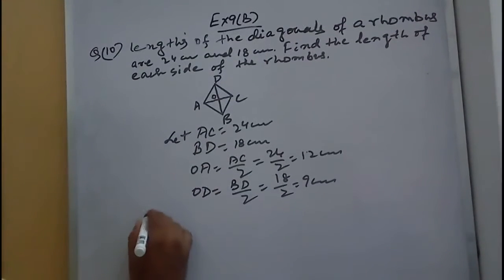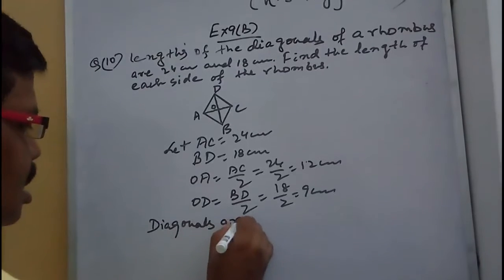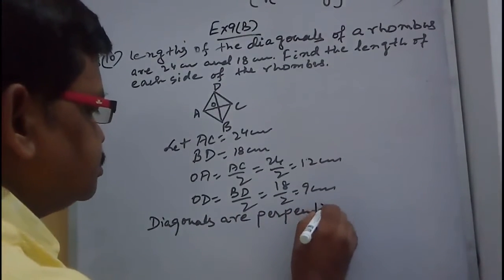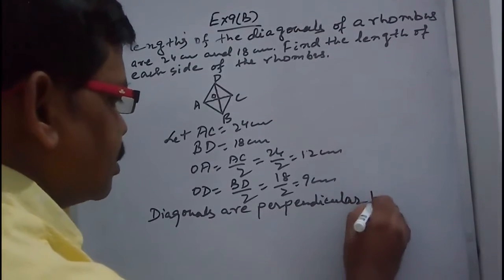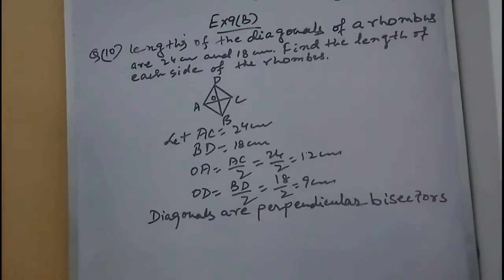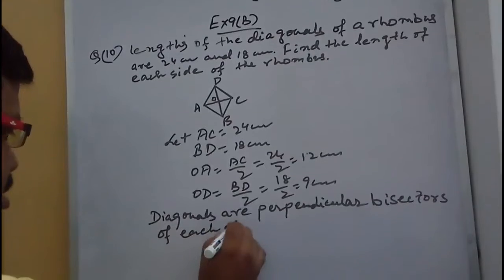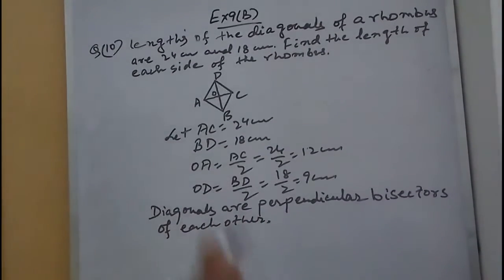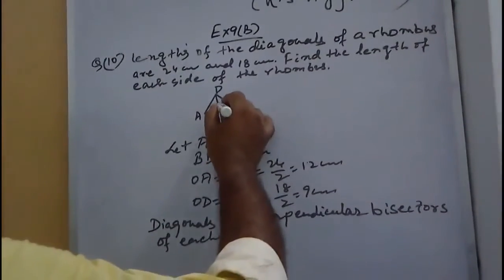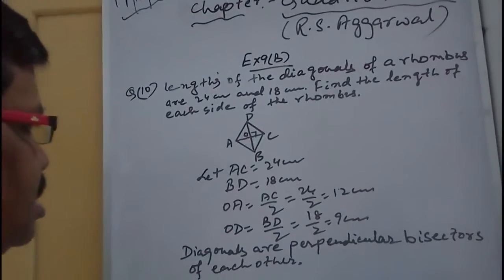In case of rhombus, diagonals are perpendicular bisectors of each other. So these two diagonals are perpendicular bisector to each other. This way they meet each other at 90 degree.